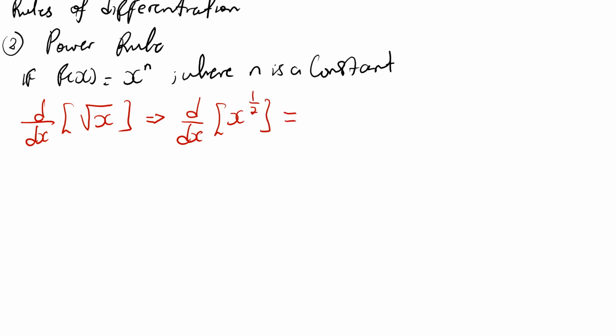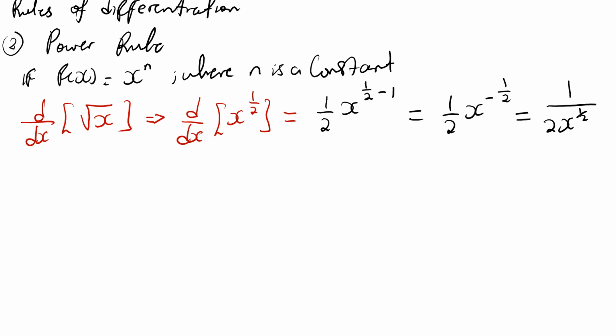Then we can apply the power rule, because we can see that our n, our exponent, is 1 over 2. So we drop 1 over 2, which is our n. Then we subtract 1 from our exponent, so it's 1 over 2 minus 1, giving us 1 over 2 x to the exponent minus 1 over 2. You can also write it as 1 over 2 times x to the exponent 1 over 2, which is the same as 1 over 2 square root of x, because exponent one half is the same as square root of x. So that is the derivative of square root of x.